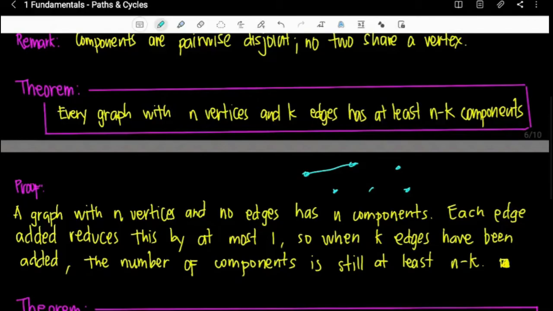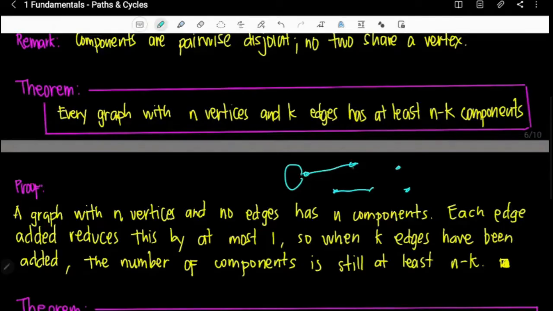So, every time I add an edge, nababawasan ako ng at most isang component. So, for every edge na dinadagdag ko, at most, may isang nababawas na component. So, when k edges have been added already, the number of component is still at least n minus k. Tama? Pwede kasing magdagdag ako ng edge pero hindi nabawasan yung component. For example, nagdagdag ako ng loop.